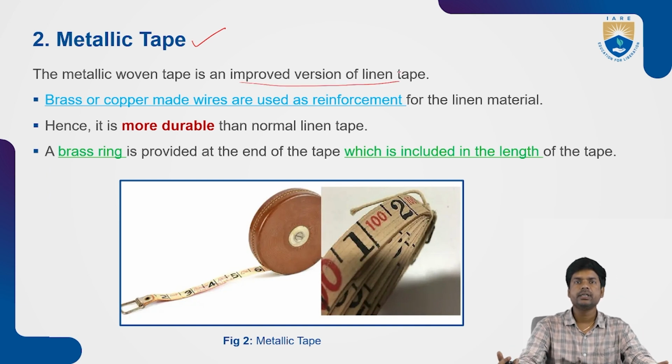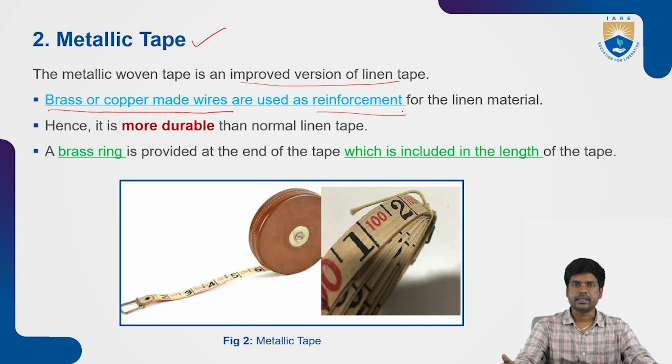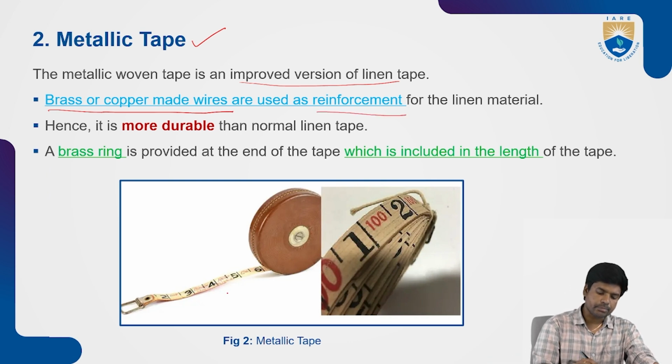Okay, this is one of the tapes which is used in the surveying. This is one of the improved versions of linen tape. Brass or copper wires are used as a reinforcement for the linen material. So here you can see the linen tape material, and here the brass or copper wires.